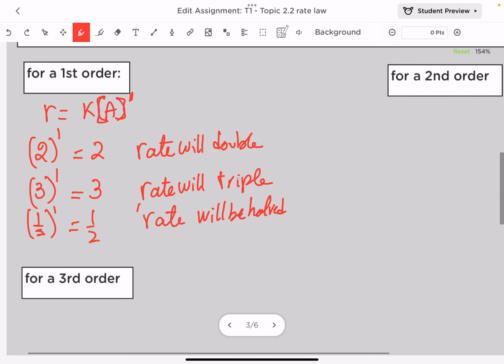So, in conclusion, if a reaction is first order in a certain concentration, whatever change you do to that concentration, it will do the same to the rate. If a concentration is doubled, the rate will double. Tripled, the rate will triple. Quadrupled, the rate will quadruple. If it's divided by 3, the rate will decrease 3 times.